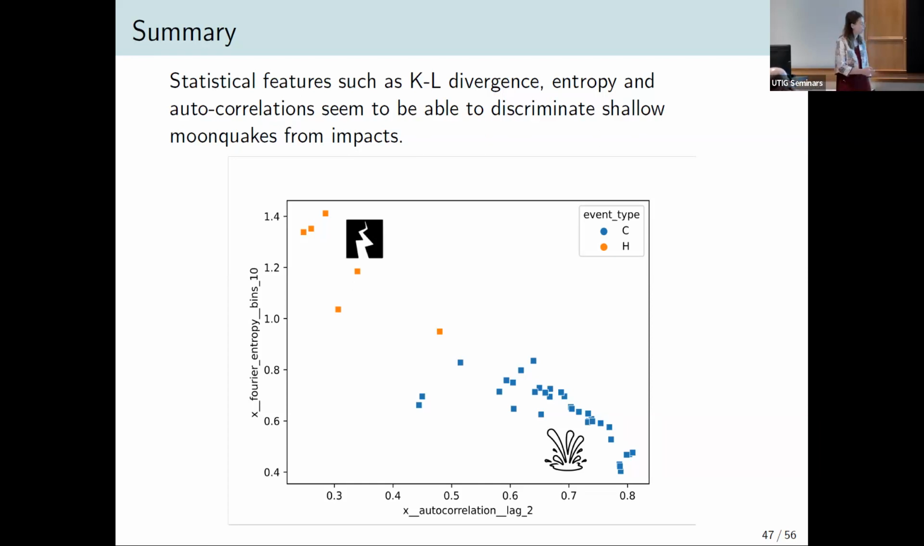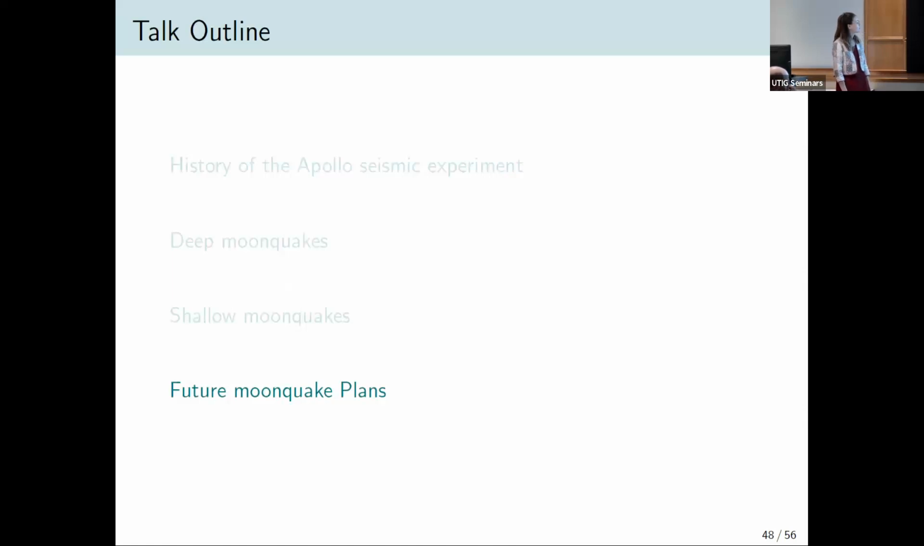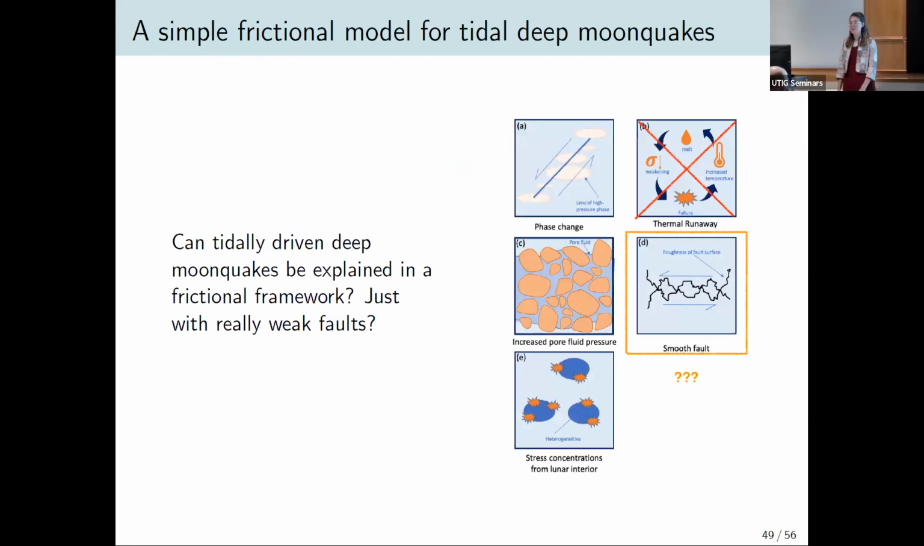So before I wrap up, I just want to talk a little bit about some fun ideas that I have for other things to do on the moon. So this is coming back to our deep moonquakes and thinking about this mechanism. So we've ruled out thermal runaway because the stresses aren't large enough. So is there anything we can do with the current data to inform us about any of these other models?